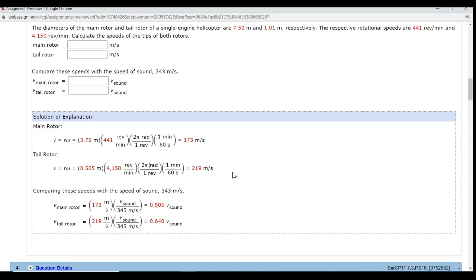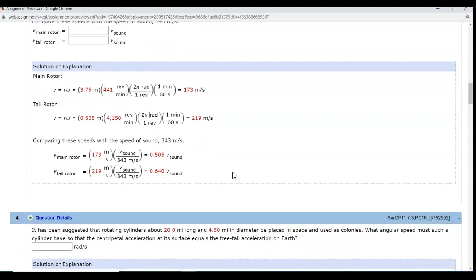Compare the speeds with the speed of sound, which is 343 meters per second. Okay, so if the main rotor is going 173 meters per second and the velocity of sound is 343 meters per second, then we're going at right at half the speed of sound here. Then the tail rotor at 219 meters per second is going just over half the speed of sound.